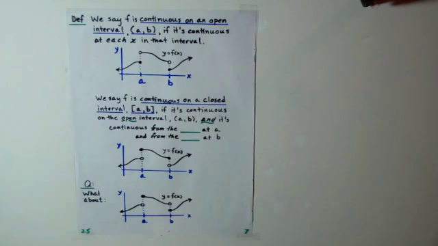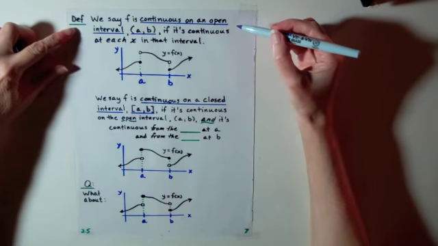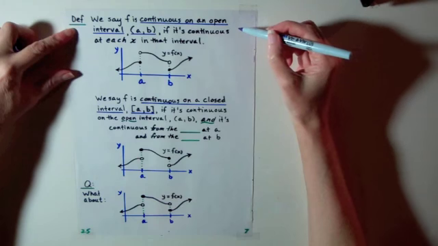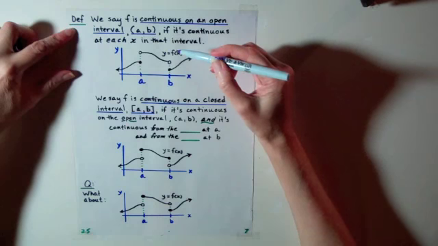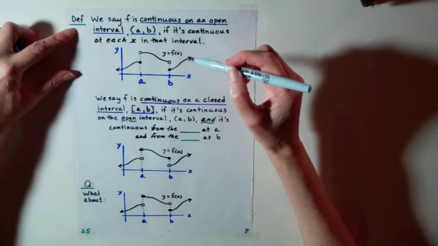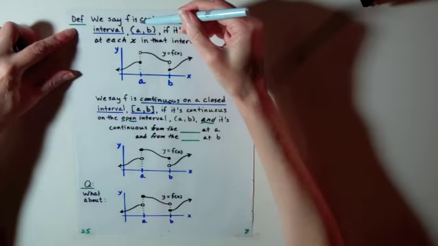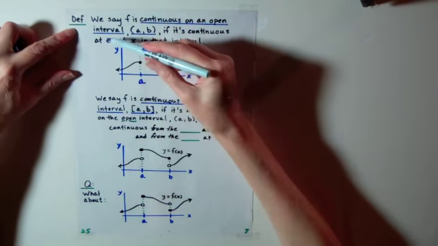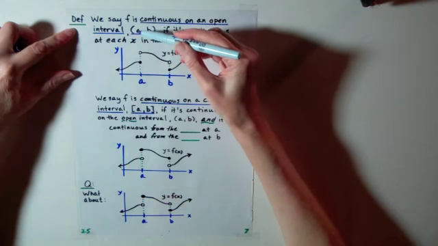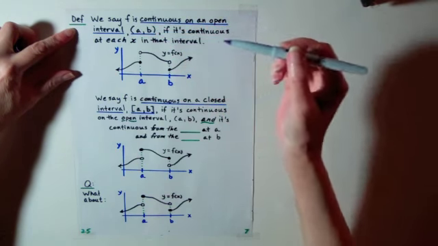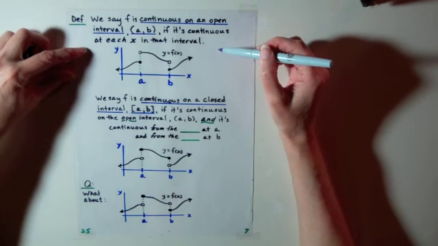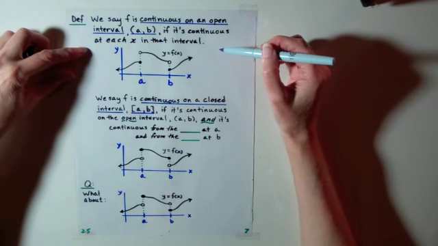Okay, so last definitions are on this page. We say that f is continuous on an open interval. So remember, so far we've talked about whether f is continuous at a particular point, like at x equal a. Now we're going to be talking about being continuous on a whole interval of values from a up to b, if it's continuous at each x within that interval.